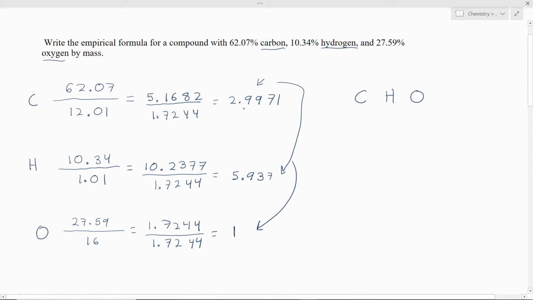For carbon, our final value was 2.9971, which is really close to 3. So we can say that we have 3 carbon atoms. For hydrogen, we have 5.937, which is really close to 6. And so we have 6 atoms of hydrogen in this molecule. And finally, for oxygen, we have 1 atom of oxygen, but because it's a 1, we don't show that 1. So C3H6O would be our empirical formula for this question.